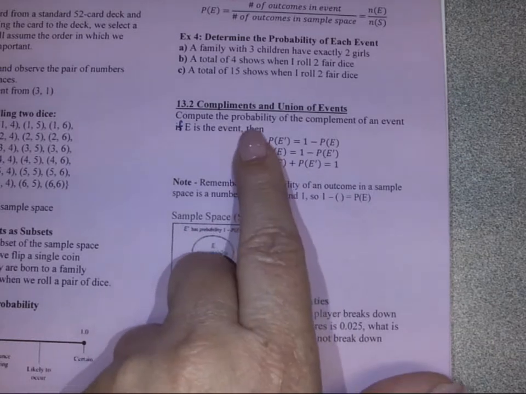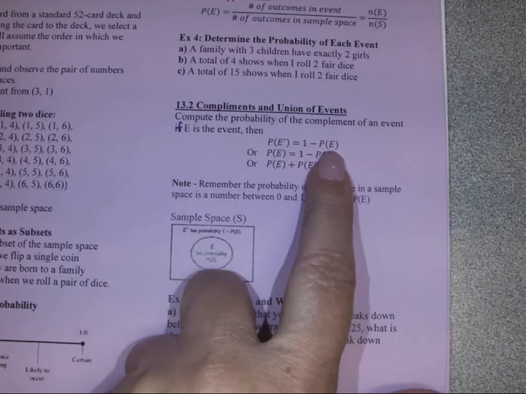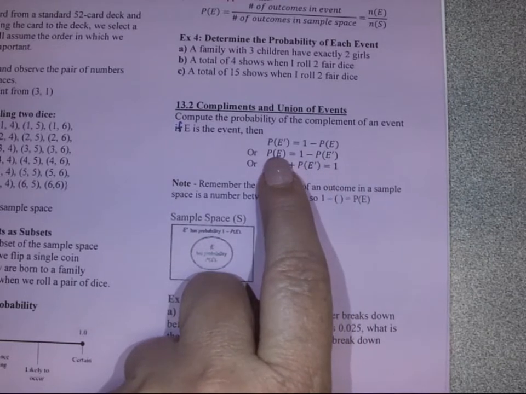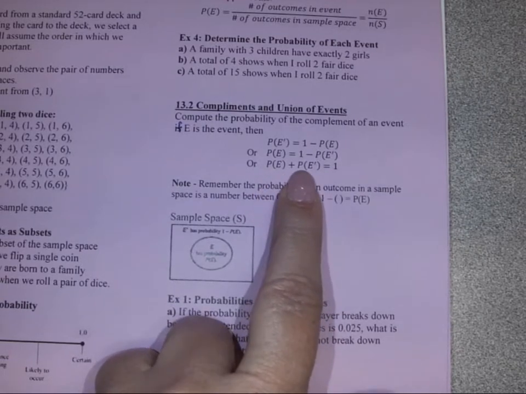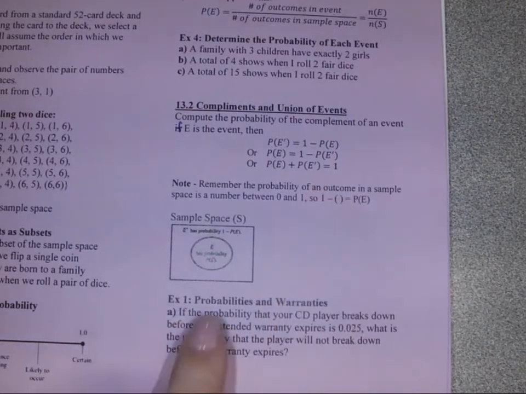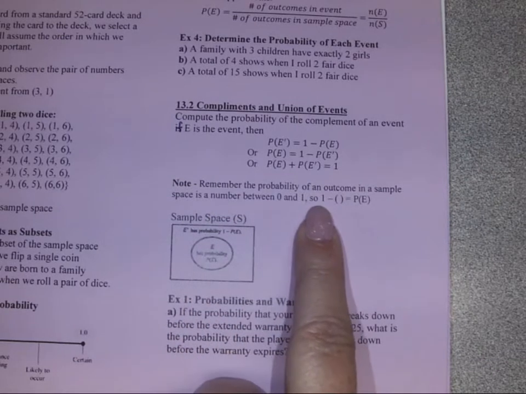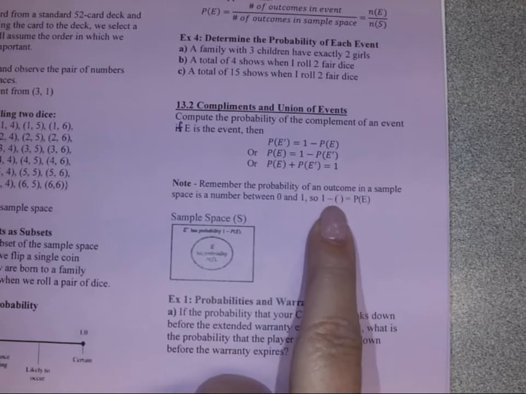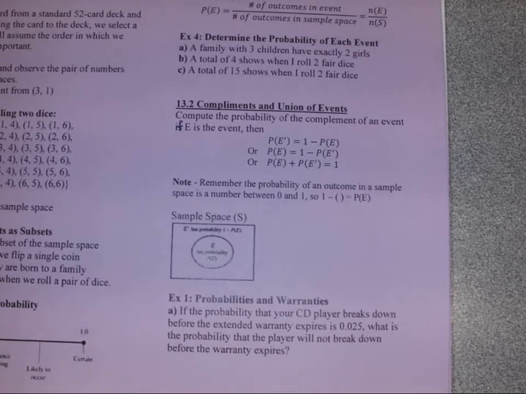We can also, if we just move things from side to side, say that if we take the complement out of 1, we're left with E, or the probability of E. And if we take the probability of E plus the probability of the complement, then we're equal to 1. So remember, the probability of an outcome in a sample space is a number between 0 and 1. So 1 minus whatever is going to be equal to the probability of the event. And then again, there's our sample space, so all the probabilities are going to total up to be 1.